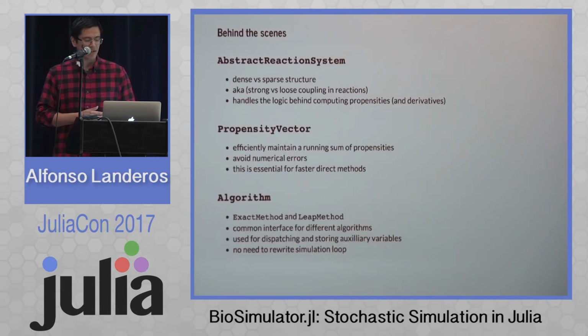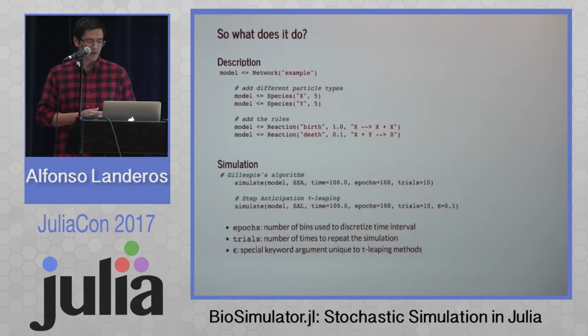As I mentioned, behind the scenes, we have a bunch of different types that handle the logic of computing these propensity functions, handling the logic of actually selecting reactions and understanding how to update the system, as well as some internal structures to maintain numerical errors, because these do pop up really quickly if you're not careful. So what does it do?